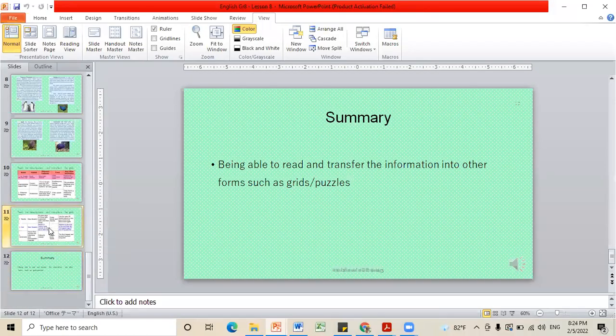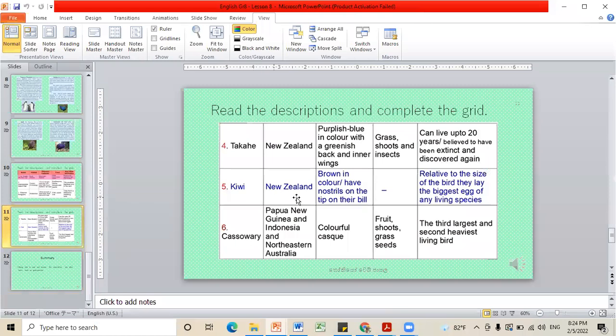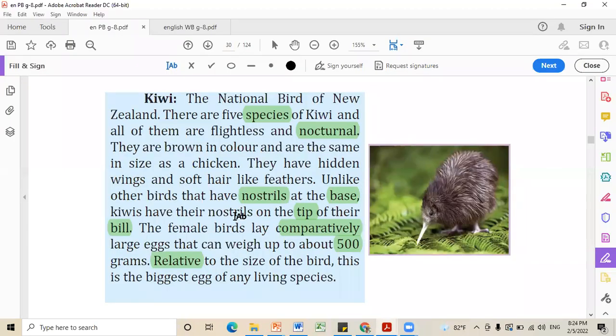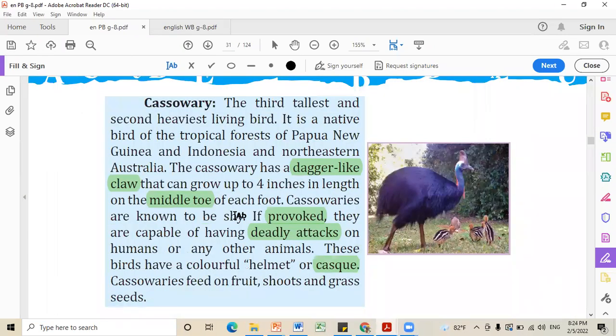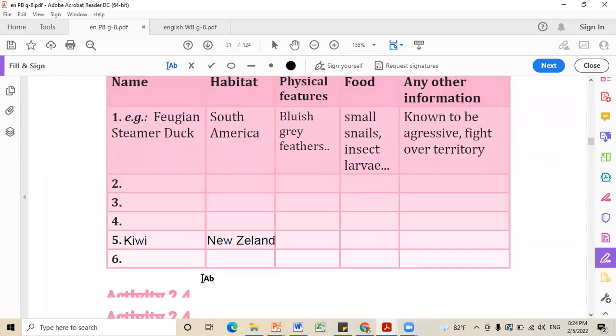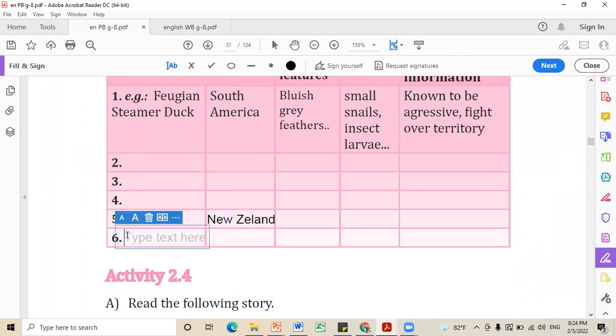Let's see whether I have it, right? So here I have included a few things as we discussed. You can see here they are from New Zealand. So they are brown in color. They have nostrils on the bill. And then we said that they have hidden wings, right? And what they eat is not given in the paragraph. And then they have large sized eggs, right? So this is how we have to complete it, right? And as the last one, shall we try to find the information for cassowary? So the next one which we are going to fill here would be cassowary, right?